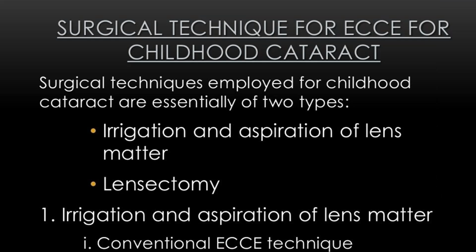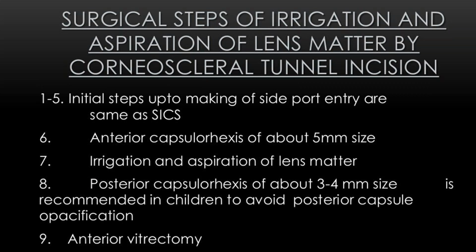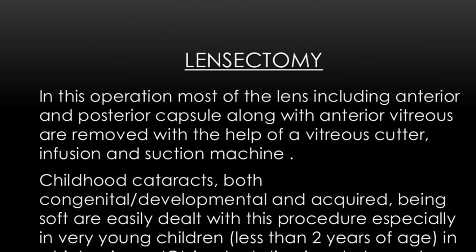So coming to the surgical techniques for ECCE in case of a childhood cataract, the surgical technique employed for childhood cataract is essentially of two types, either irrigation and aspiration of the lens matter or a lensectomy. In the irrigation aspiration of the lens matter, either by conventional ECCE technique, you do the anterior capsulorhexis of about 5 mm in size. Irrigation aspiration of lens matter, posterior capsulorhexis of about 3 to 4 mm is recommended in children to avoid posterior capsule opacification and anterior vitrectomy.